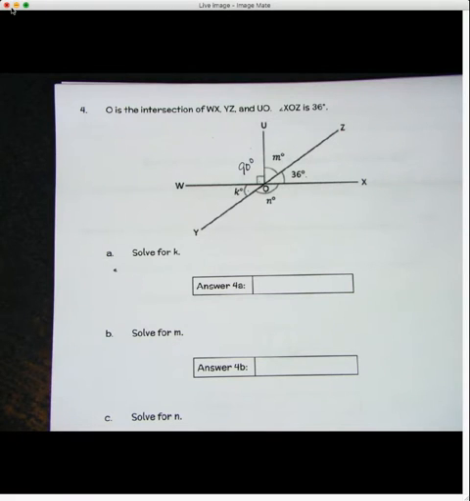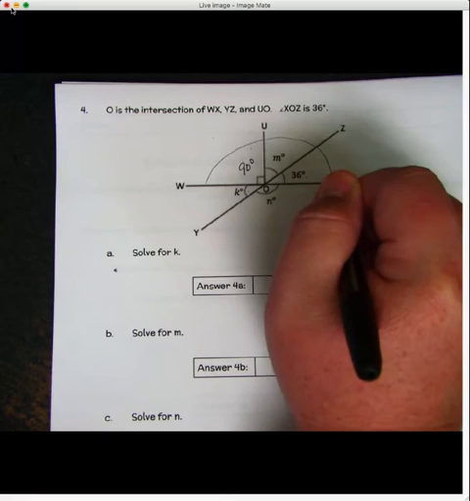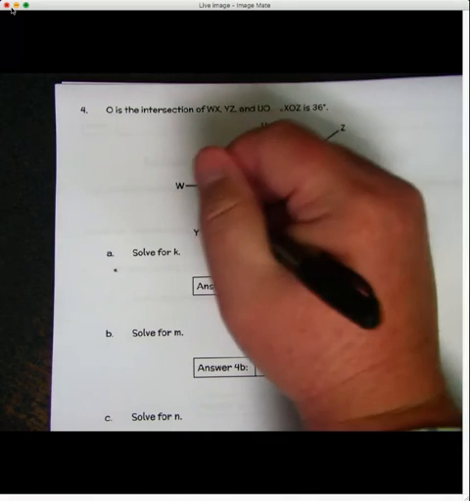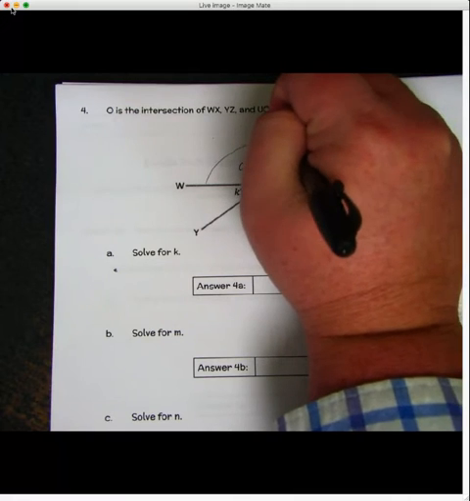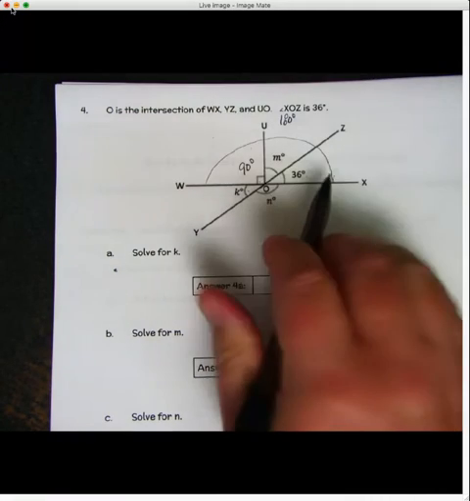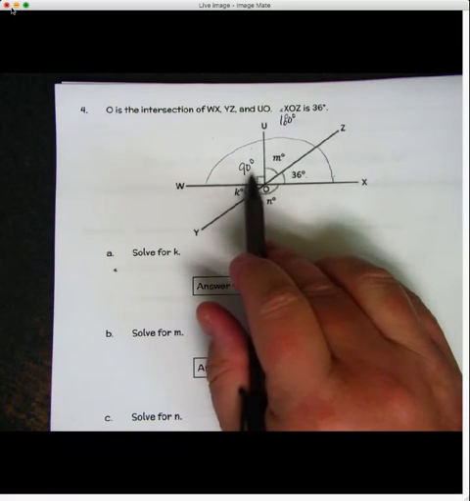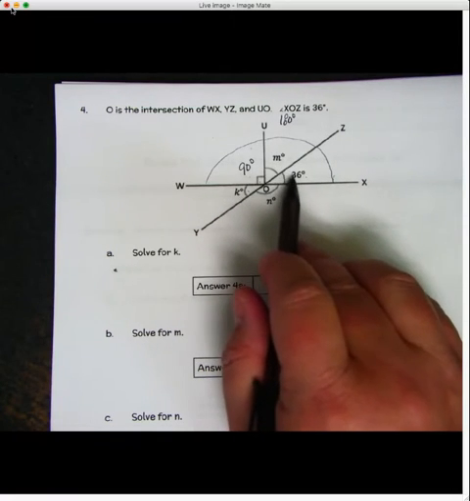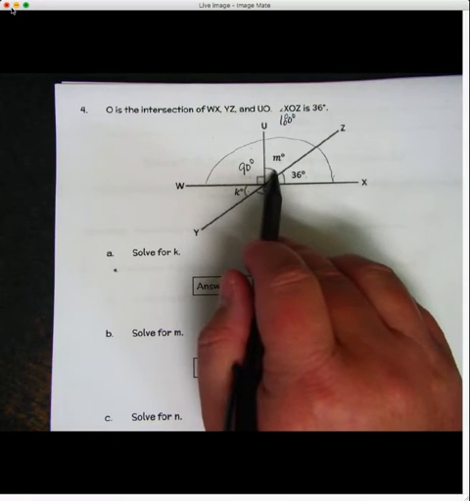All right, how do you want to start? Here's what I would suggest. I say let's go ahead and do the top straight angle right here. So from here to here, from W to X, we know that's going to be a total of 180 degrees, that straight angle. And I know 90 of it is right here, and 36 of it is right here. So all I need to find right now is M. So how am I going to find this missing part?